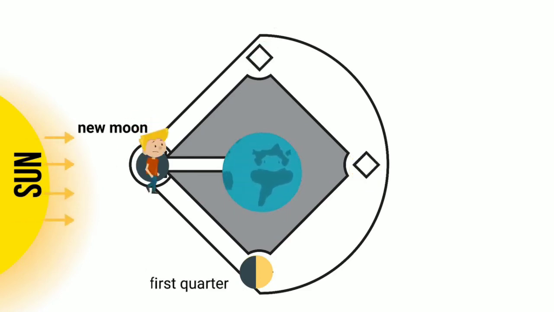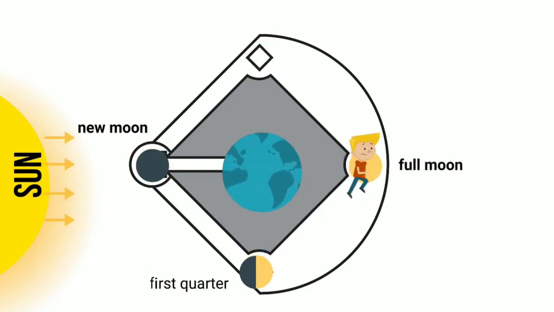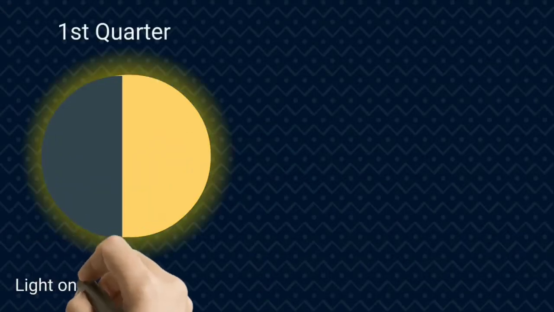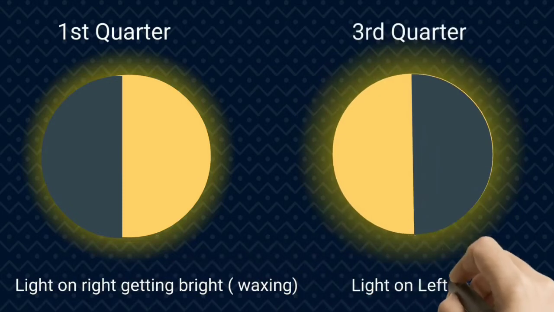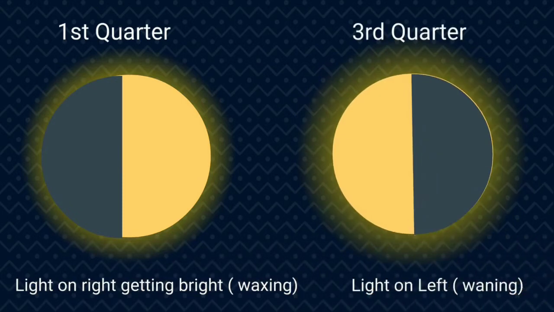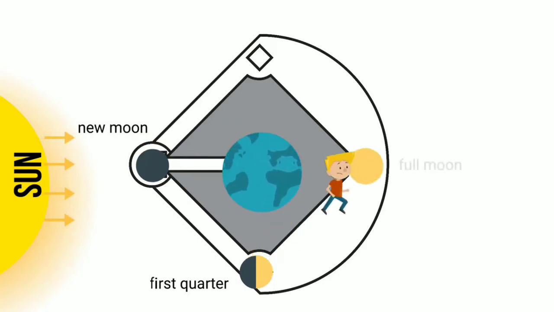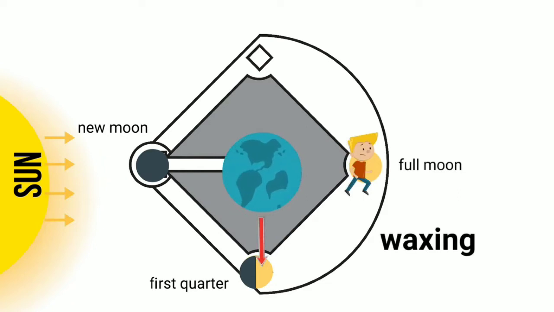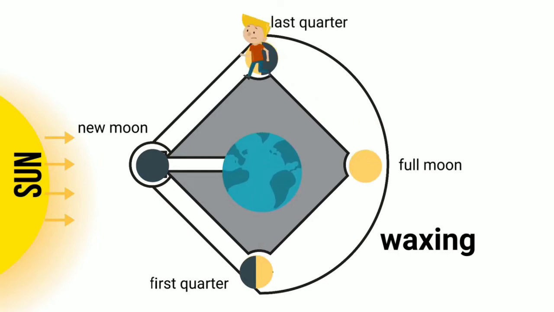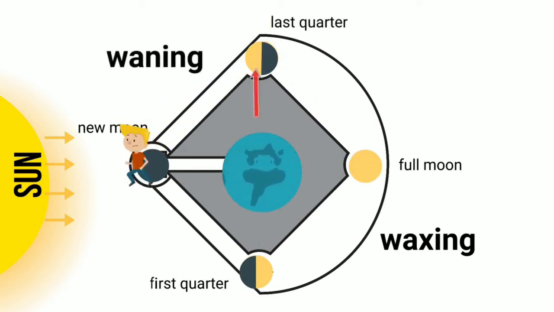When you move from the new moon to the full moon, the light is growing, which is called waxing. An easy way to remember this is with the saying, light on right getting bright, which is waxing. Light on left is waning. When you go from new moon to full moon, the light is on the right, so you're waxing, and the light grows. When you go from full moon to new moon, the light is on the left. You are waning, and you are subtracting light.